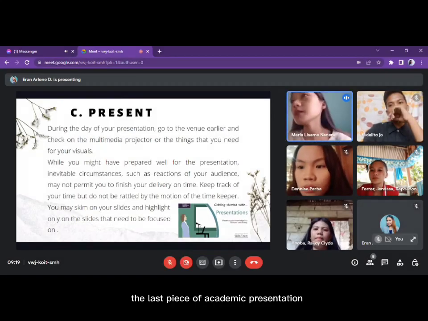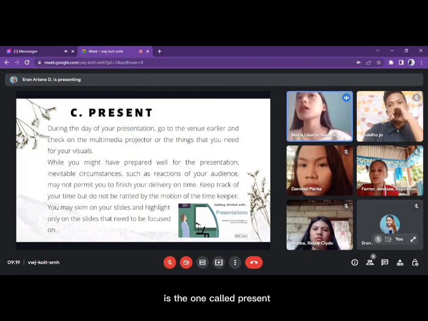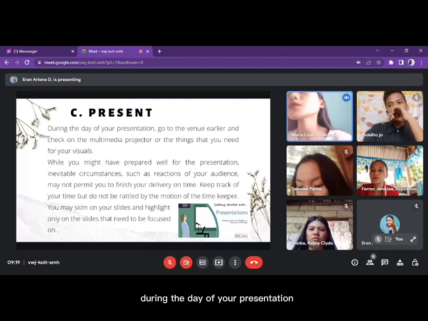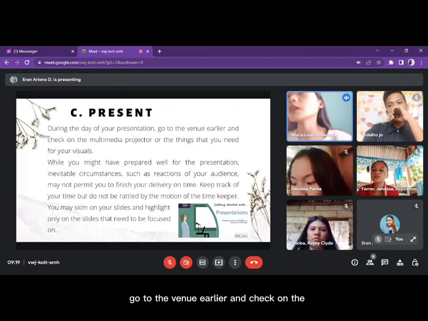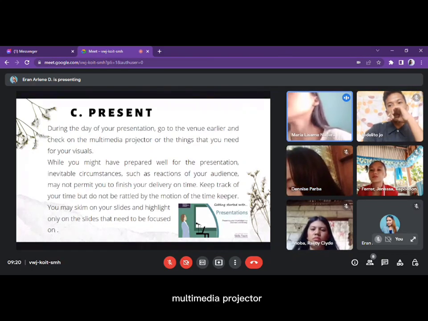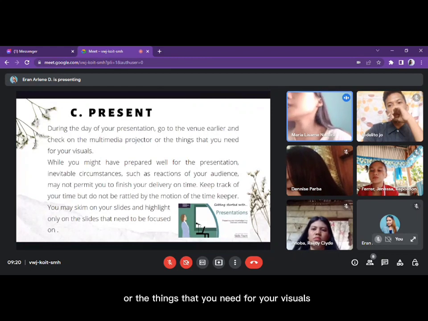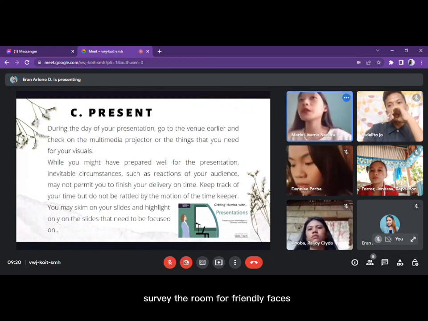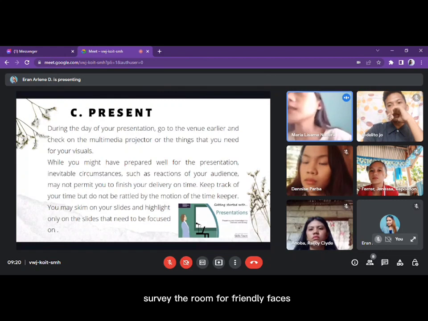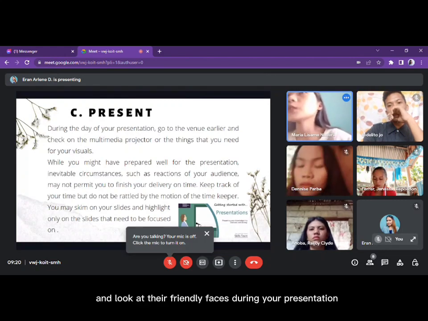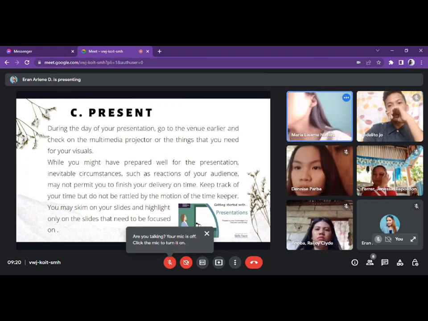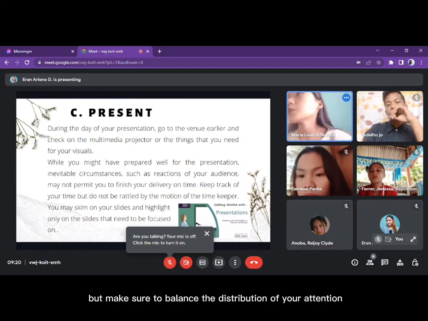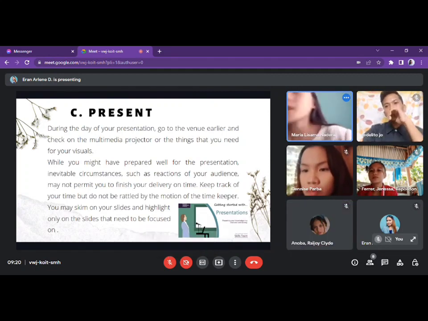The last piece of an academic presentation is the one we call present. During the day of your presentation, go to the venue earlier and check on the multimedia projector or the things that you need for your visuals. Survey the room for friendly faces and look at these friendly faces during your presentation. But make sure to balance the distribution of your attention.